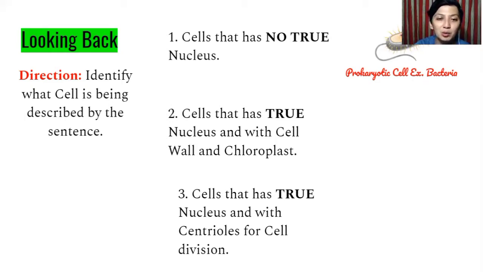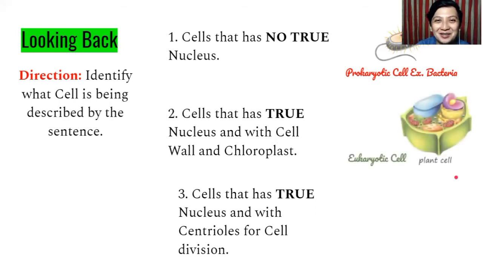And then number 2, cells that has true nucleus with cell wall and chloroplast. Any idea? Can you guess what is the correct answer for number 2? Okay, so the correct answer is plant cell, a eukaryotic cell. So eukaryotic cell has true nucleus, and plant cell is the only cell that has cell wall and chloroplast.